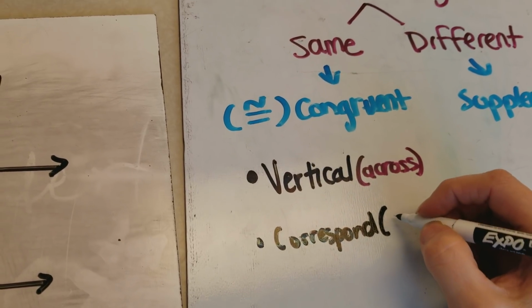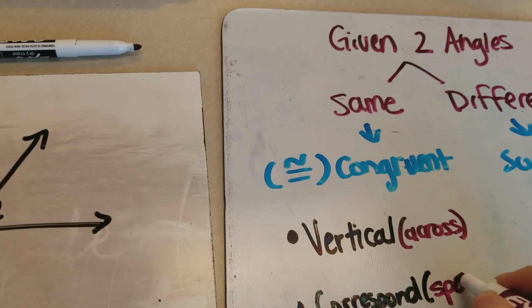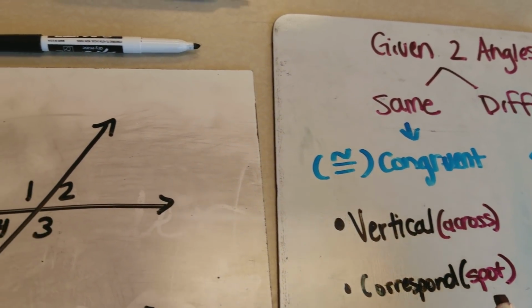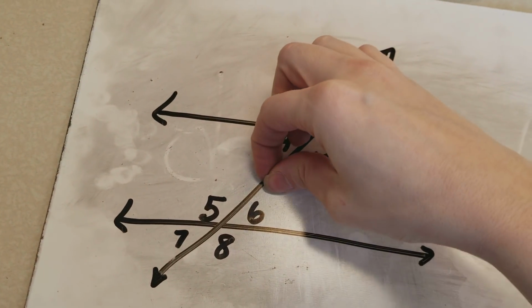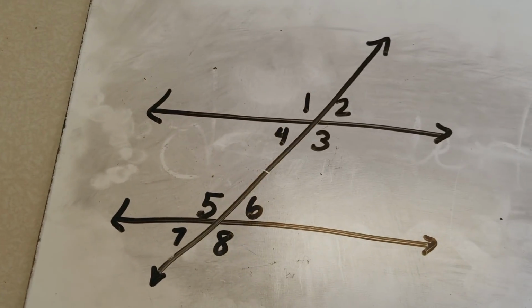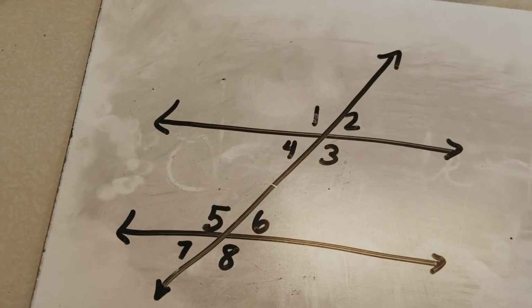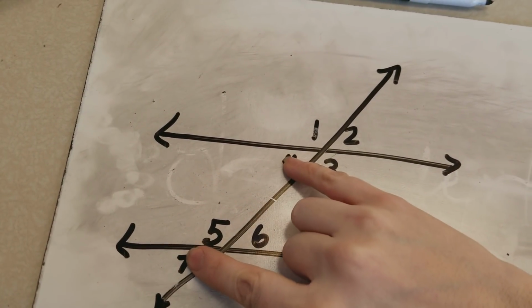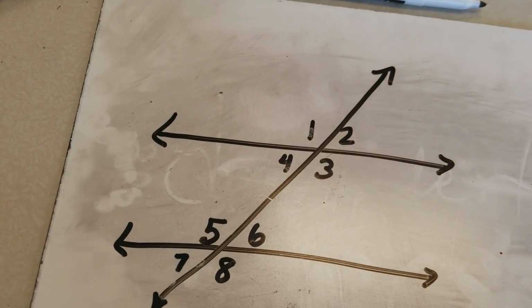And what corresponding means is that they are just in the same spot. Okay, so how I explained it in class was that if you snipped it here, think about it, if I picked this one up and dropped it on top of the other ones, it'd be the numbers that overlay. So 1 and 5 are corresponding, 4 and 7, 2 and 6, and 3 and 8. They're in the matching spot.